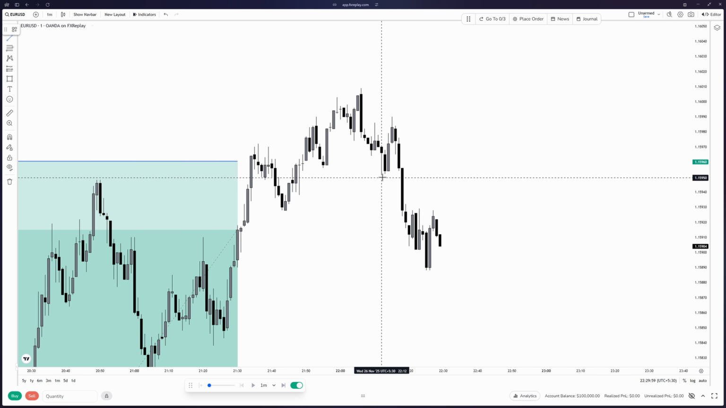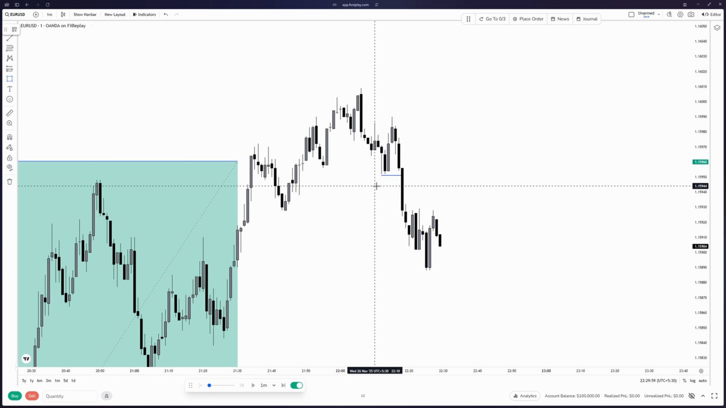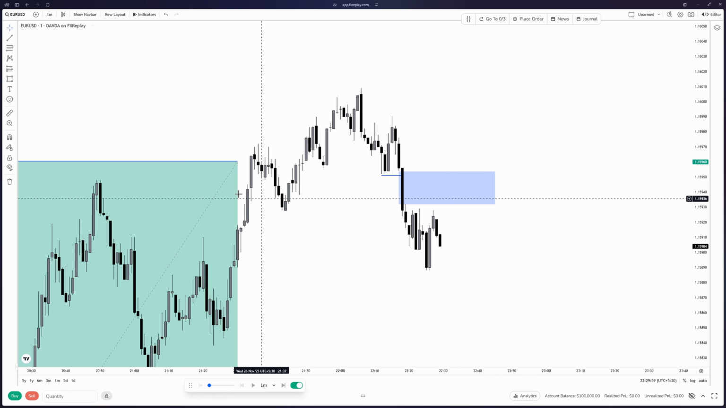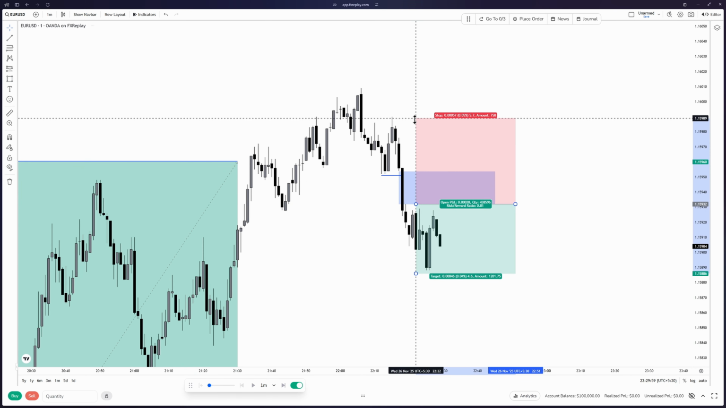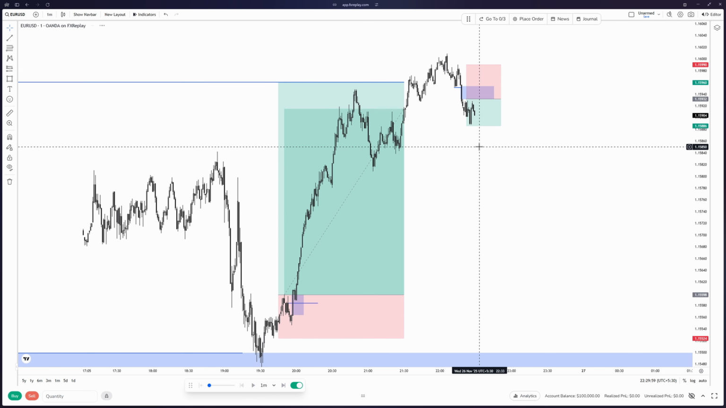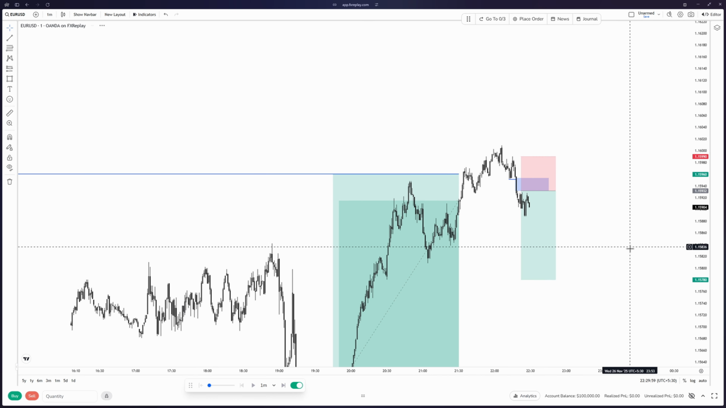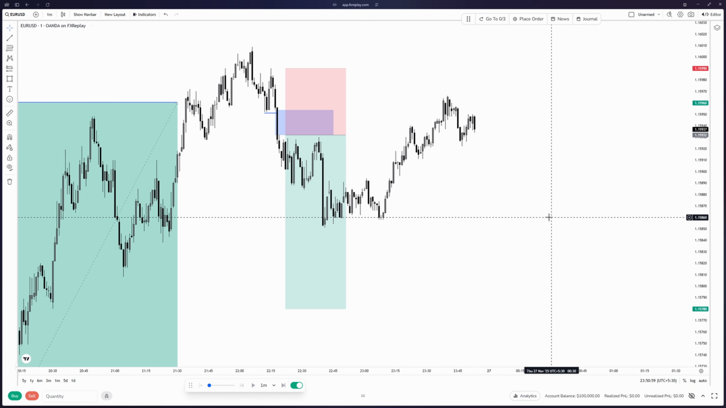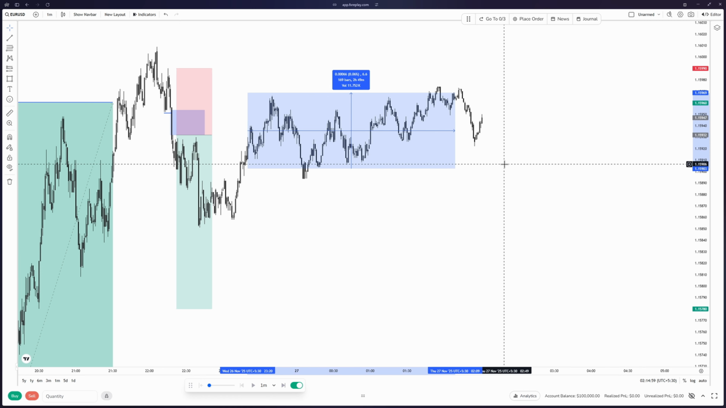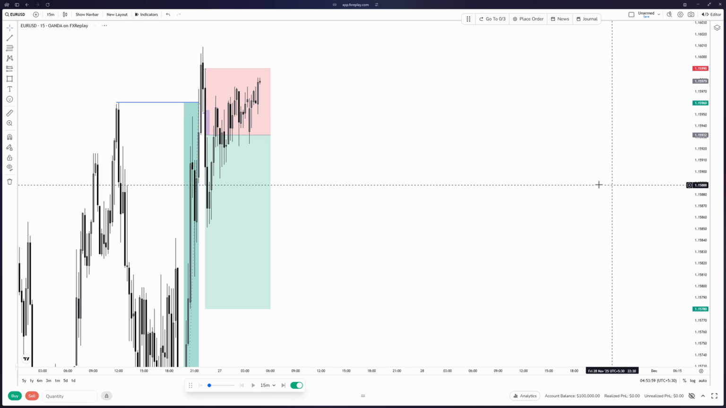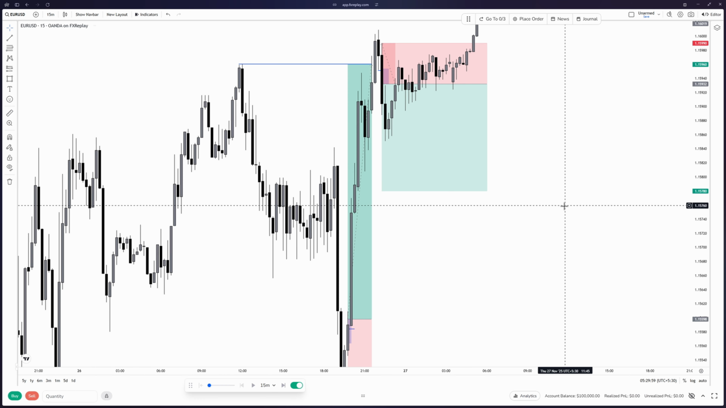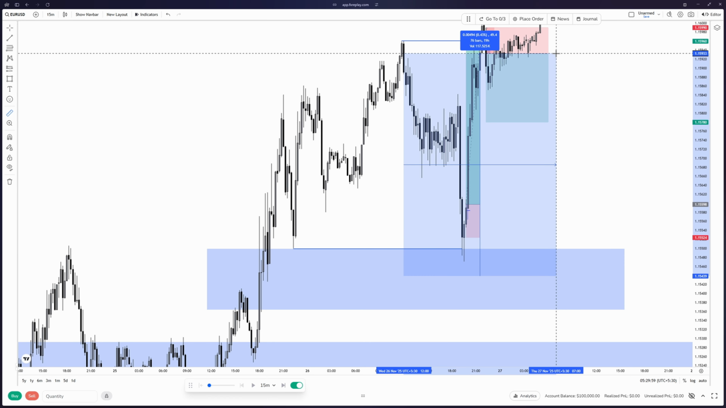Here we have a market structure shift to the downside, and on top of that, we also have a fair value gap. So let's just say you enter here and target these 1-minute lows in this trade. The market then triggers your order and goes sideways just to stop you out in the end. That's why I told you to stick with the higher time frame bias.